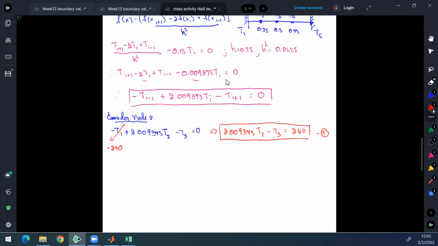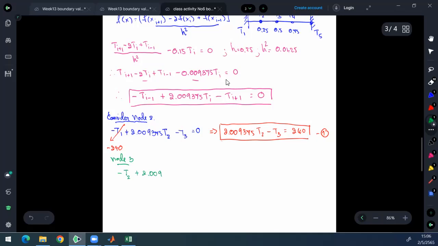Okay, so for node 3, we do the same thing. It becomes minus t2 plus 2.009375 t3 minus t4 equal to 0. This becomes the second equation. We already formed the second one.